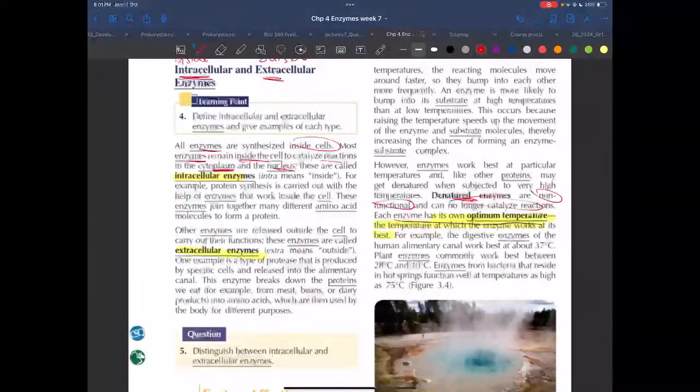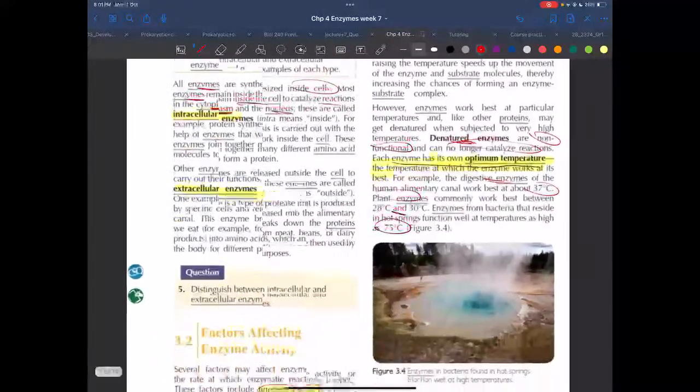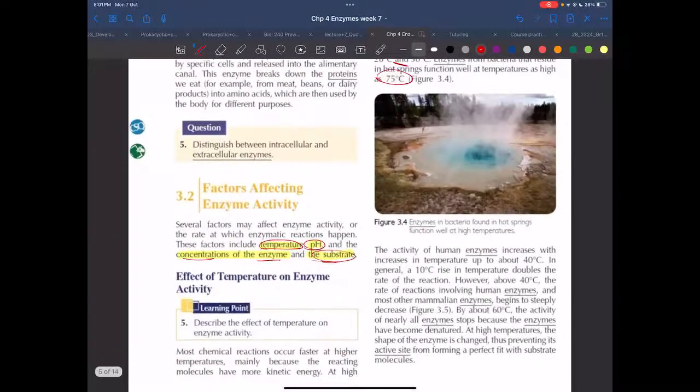And here they give you an example. Digestive enzymes work at 37 degrees, while plant enzymes work better at 28 and 30. Look, you even have enzymes that work at 75 degrees Celsius, which is hot. So it depends on their environment, their function, and several other things. There's not one specific temperature; it varies from one enzyme to another. But what you have to know is each enzyme has an optimum temperature. What's an optimum temperature? It's the temperature at which it works best.